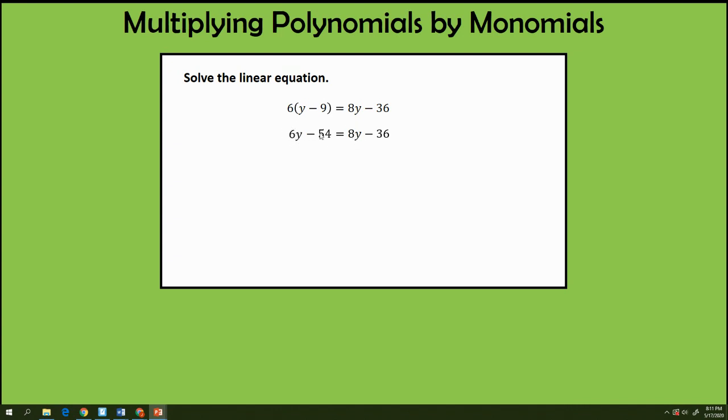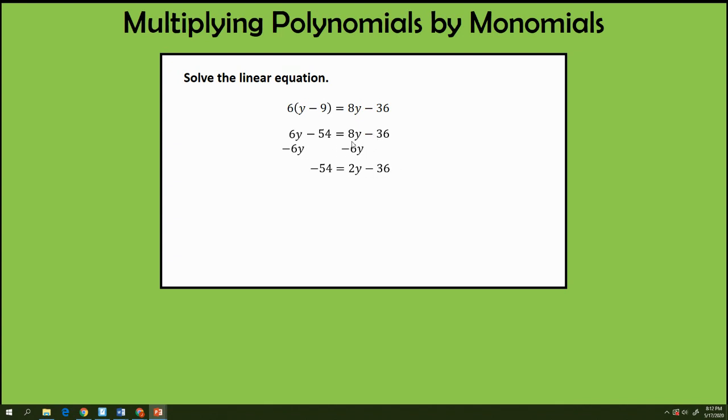Well, when we have variable terms on each side of the equal sign, the first thing we've got to do is eliminate one of them so that we only have one variable term remaining. So what we'll do here is subtract 6y from each side of the equation. Now, you put it together with its like term. So 6y minus 6y, that's the reason we did this, is to make this a 0. So we'll have a negative 54 on the left. Don't miss that minus sign, negative 54. And then 8y minus 6y is 2y, and I still have minus 36.